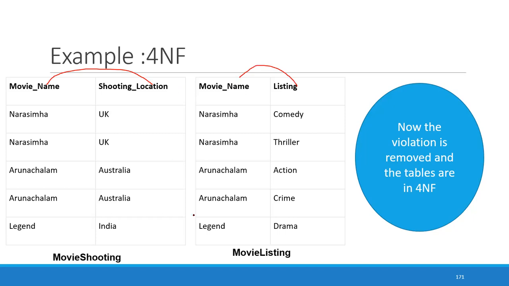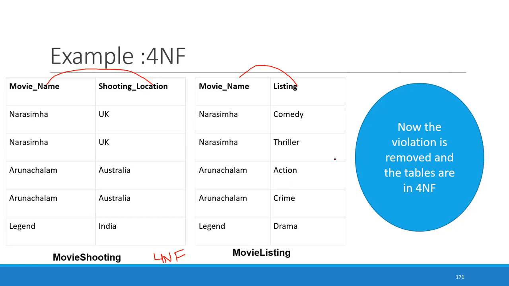So these two are two different smaller tables. Now we can say these two tables are in fourth normal form because there are no other dependencies. Only one dependency between movie name and shooting location, and movie name and listing attributes. So here the violation, the multi-value dependency, is removed. Now the tables are in fourth normal form.